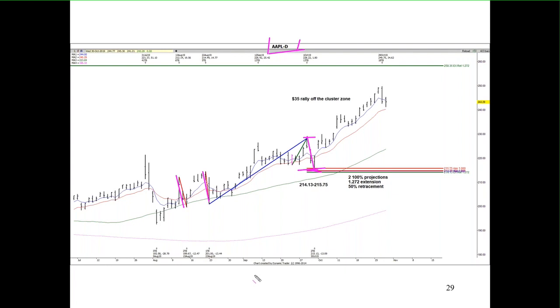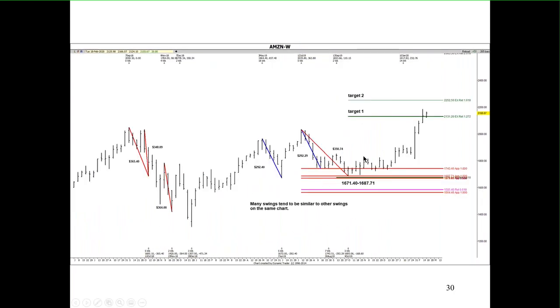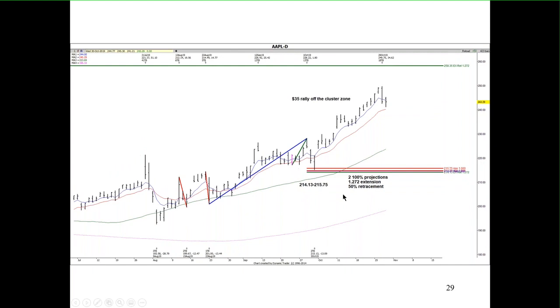The trade setup came from projecting 2 of these prior declines from the new high at this time to give you possible support. It also included a 50% retracement of another swing and then a 1.272 extension of another swing. So the zone of support came in at 214.13 to 215.75.